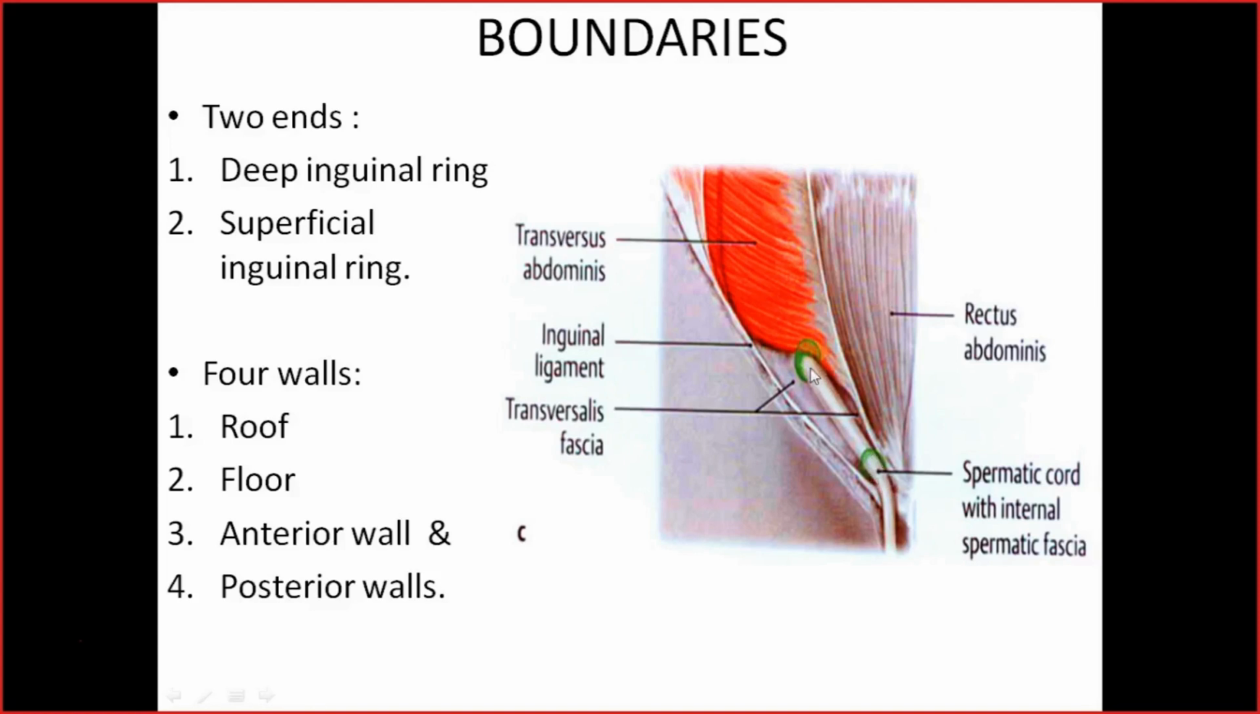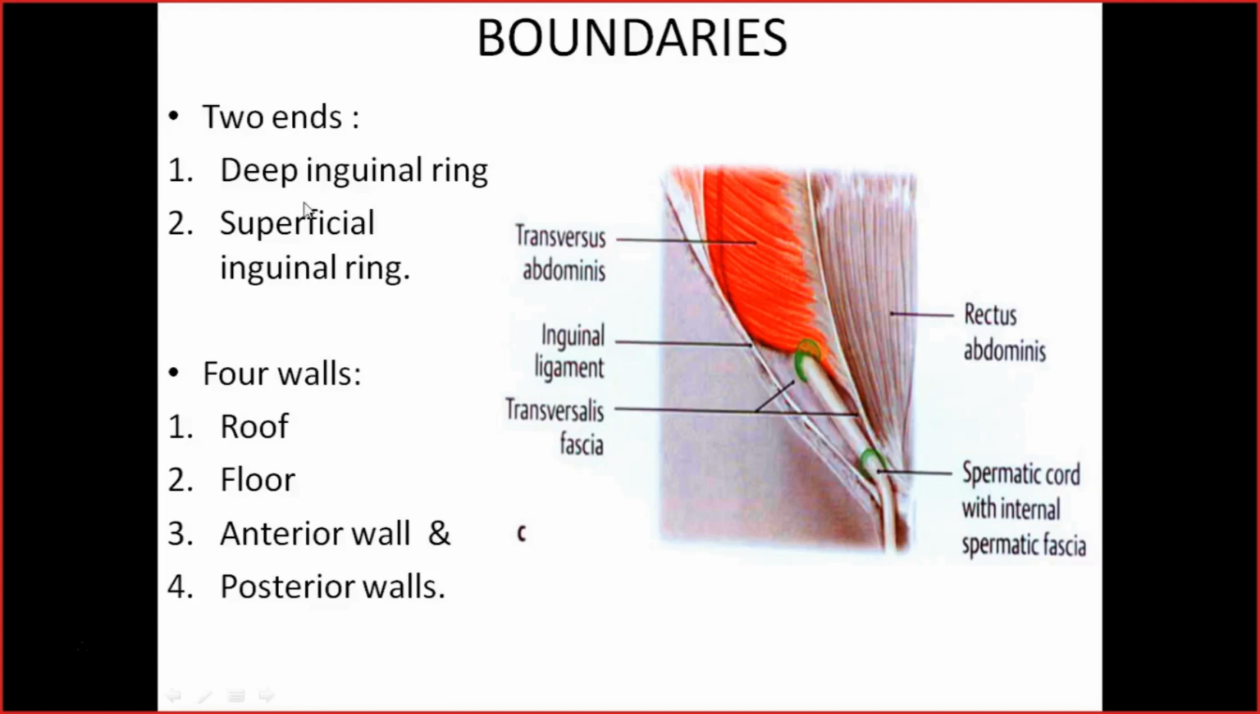Okay, so this canal we are seeing is the inguinal canal, and we can call these two rings the medial ring and the lateral ring, with other names such as superficial inguinal ring and deep inguinal ring. This is called the outlet of the inguinal canal and this is called the inlet of the inguinal canal. So these are considered the two ends of the inguinal canal.